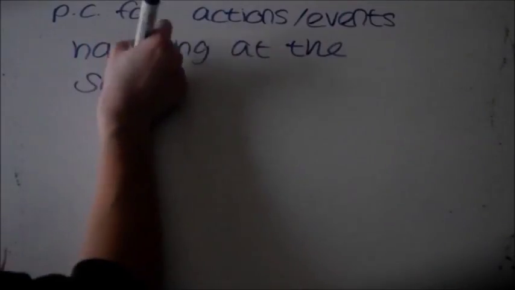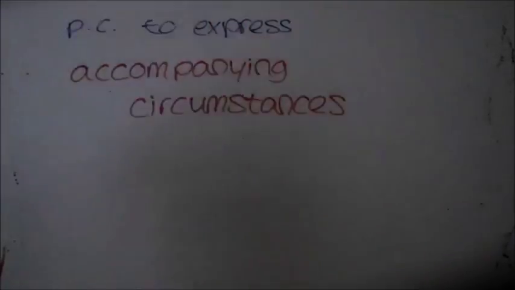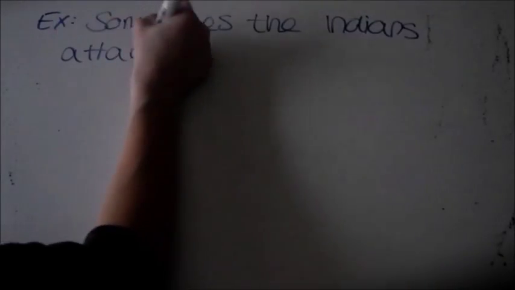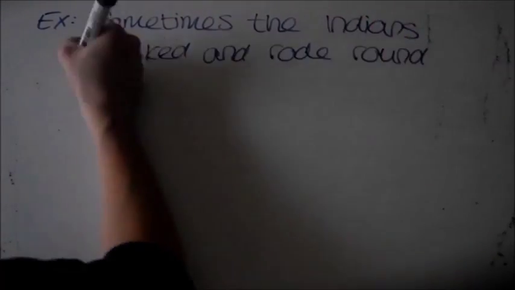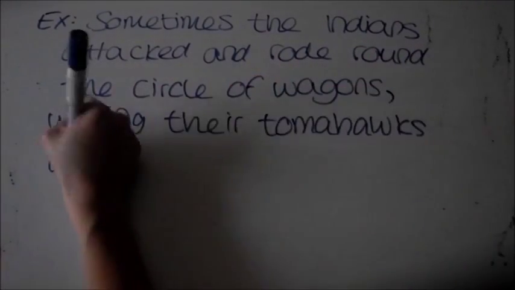If the participle construction is used for actions or events that are happening at the same time, it expresses accompanying circumstances. Sometimes the Indians attacked and rode round the circle of wagons, waving their tomahawks and uttering their shrill cries.